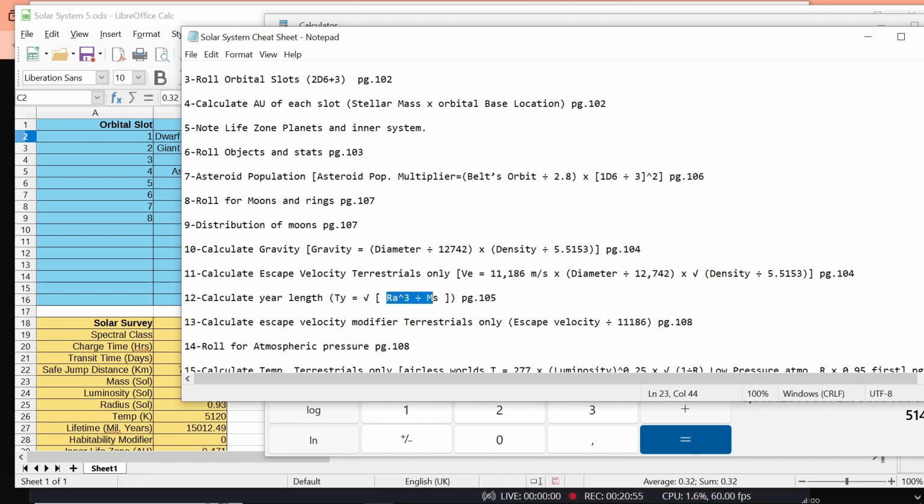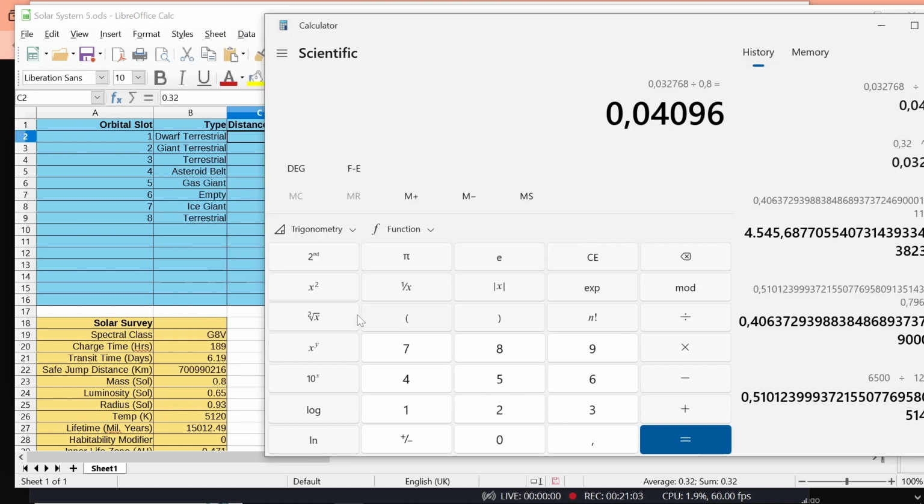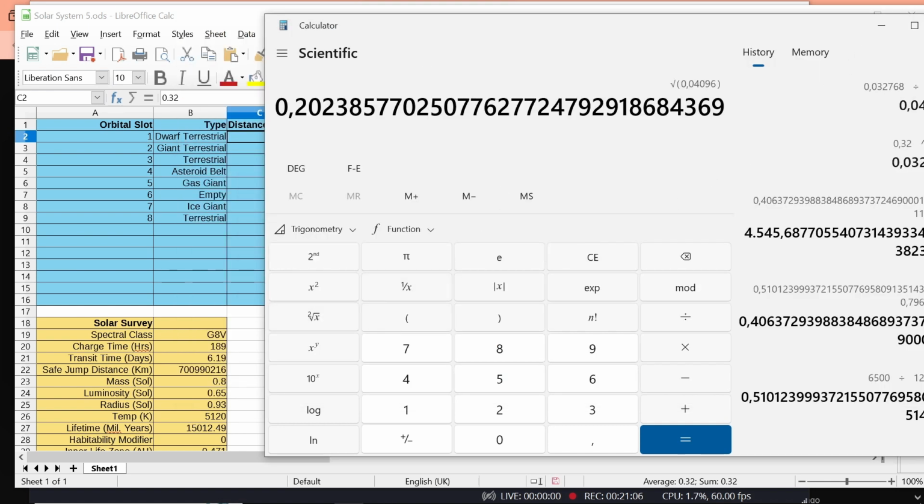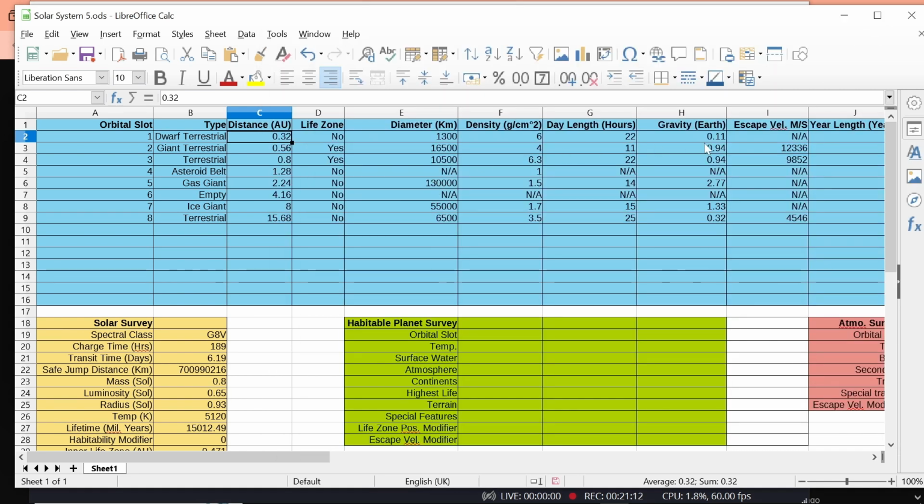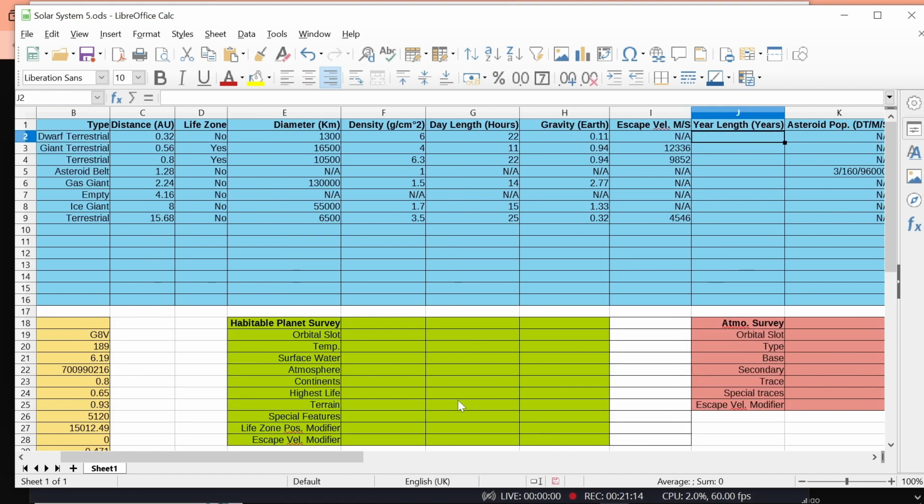So we've done this. And then we simply have to take the square root of that number. Take the square root, which gives us a time in years of 0.2. So for the dwarf terrestrial, all the way in the inside of the solar system, it has a year length of 0.2 years. That would only be a few months to go around the sun.